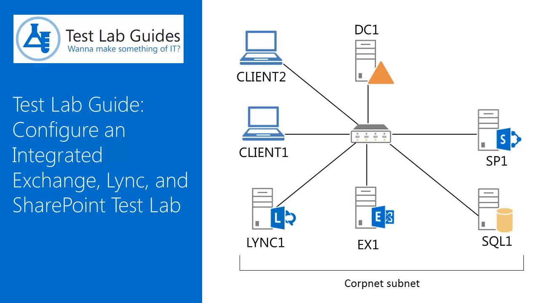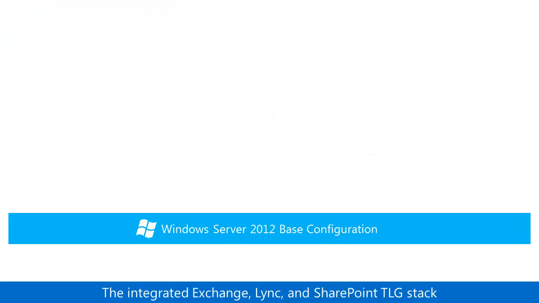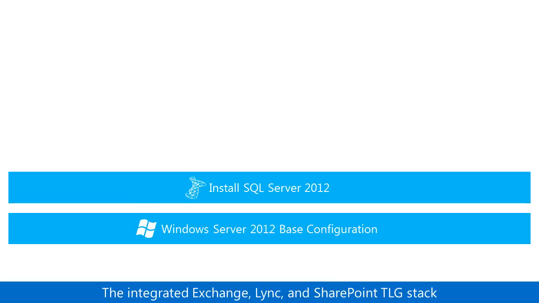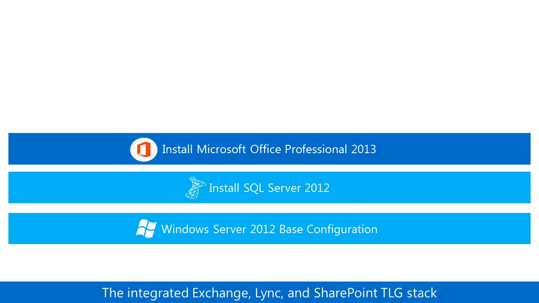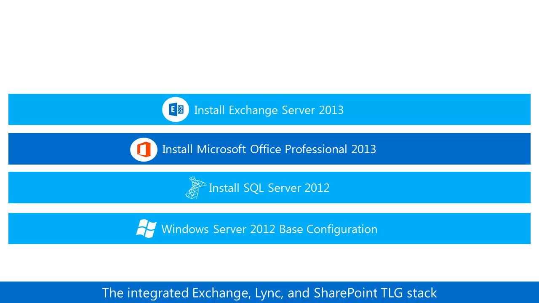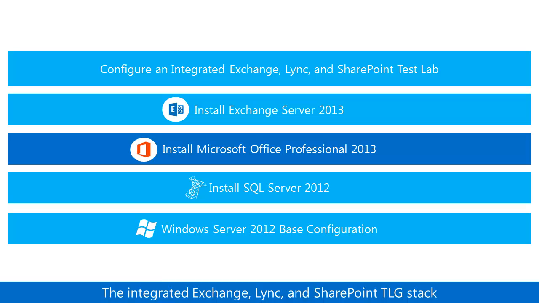Let's step through the test lab guide for configuring an integrated Exchange, Lync, and SharePoint test lab. The integrated Exchange, Lync, and SharePoint stack consists of the Windows Server 2012 Base Configuration Test Lab Guide, or TLG, the SQL Server 2012 TLG, the Microsoft Office Professional 2013 TLG Mini Module, the Exchange Server 2013 TLG, and lastly the integrated Exchange, Lync, and SharePoint TLG, which installs Lync Server 2013, SharePoint Server 2013, and configures a series of server-to-server trust relationships. Now let's build it out.